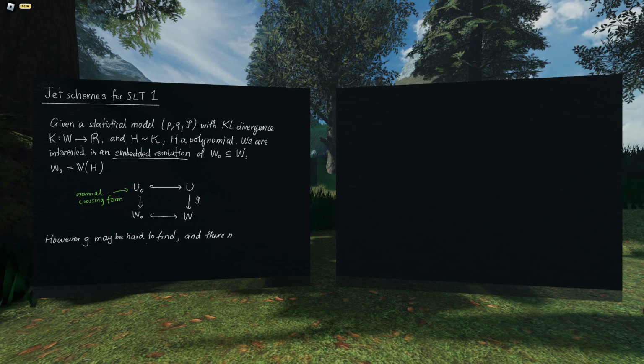Okay, so there may be information in G or U which is not intrinsic to W0. It's just some artifact of our choices. It isn't actually telling us anything about the singularities or the learning machine.